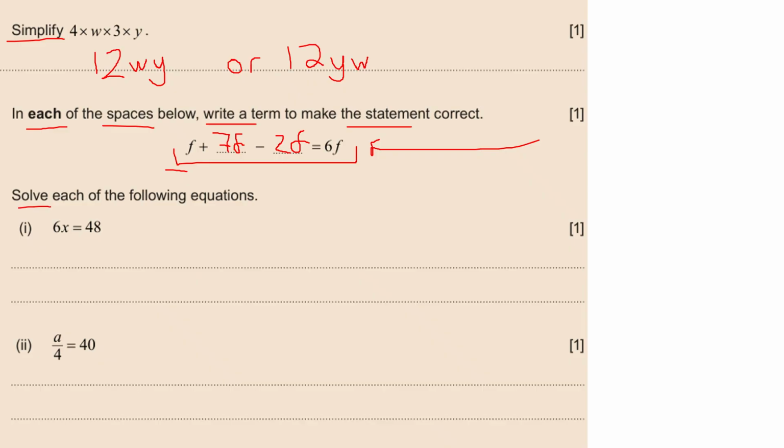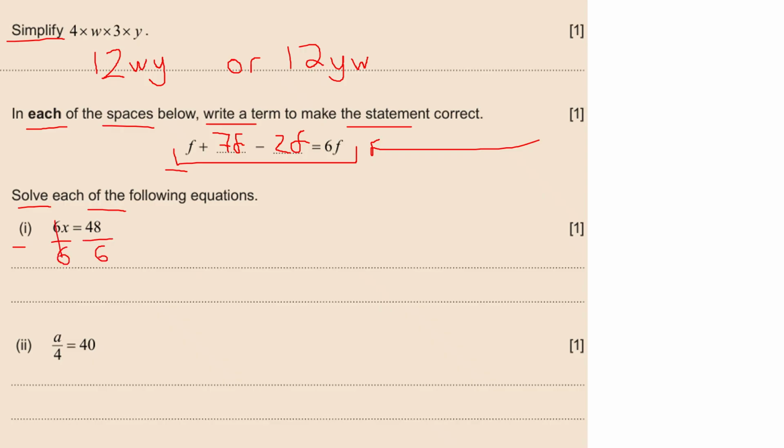Next up, solve each of the following equations. Part i, 6x equals 48. Well, 6x in mathematics, in algebra, guys, means 6 times x, or x times 6. So to unravel that, to undo that, what's the opposite or the inverse of multiplying? Well, guys, you guessed it, it's going to be to divide this side by 6 and divide this side by 6.